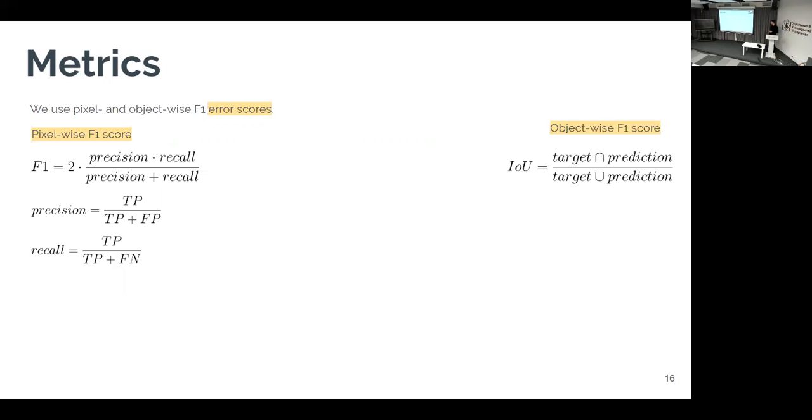Then object-wise F1 score is computed based on intersection over union metric. So based on the intersection over union, we compute true positives, false positives, and false negatives. Then we compute F1 score, which is now object-wise, and the error score is computed as 1 minus F1 score. So I will mostly show bar plots in this presentation. The higher the bar, the bigger is the error, so the worse is the model performance.